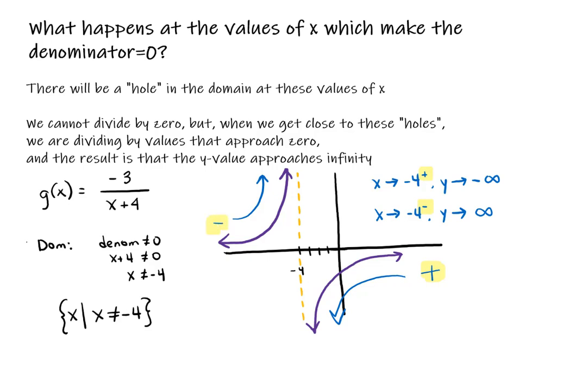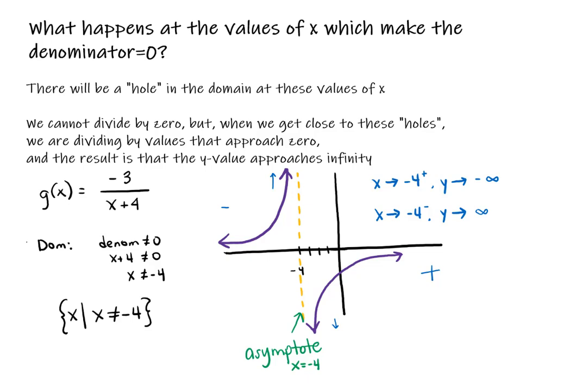That vertical line at x equals negative 4 would be called an asymptote. So my hole in my domain is at negative 4, so my asymptote happens at negative 4. The equation of the line would be x equals negative 4, while my domain says x is not equal to negative 4. So those are a little bit opposite of each other.